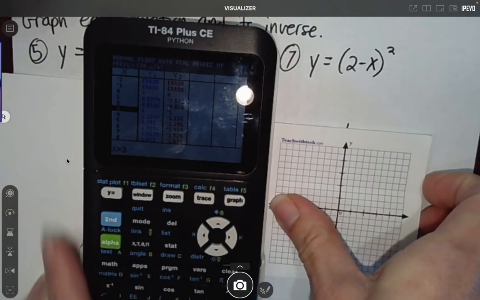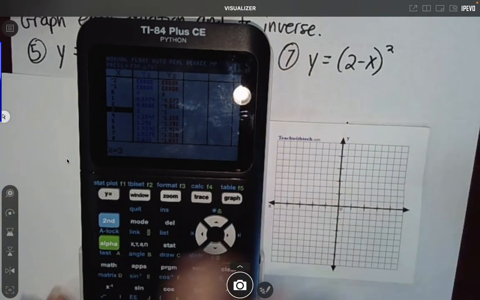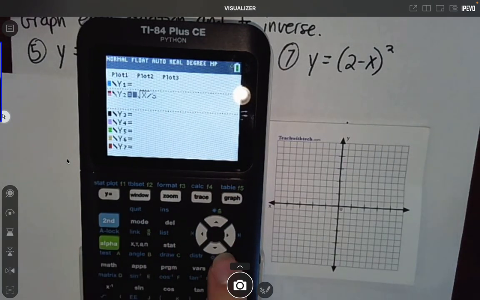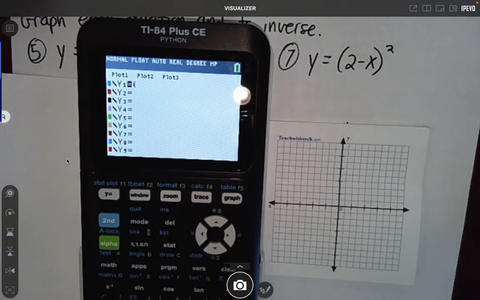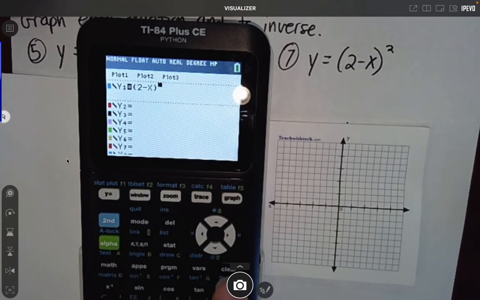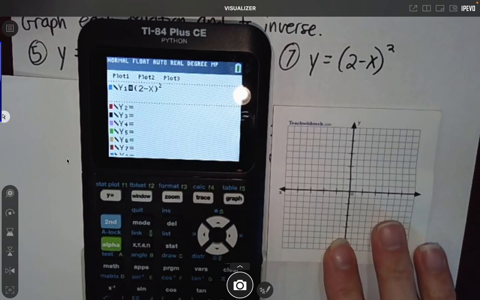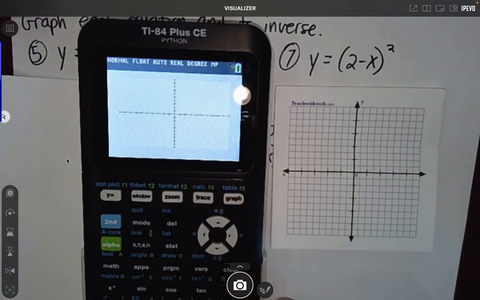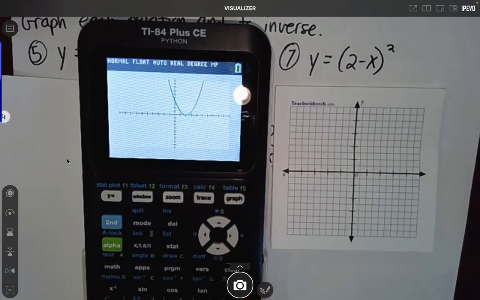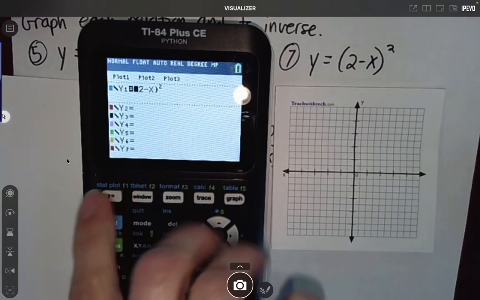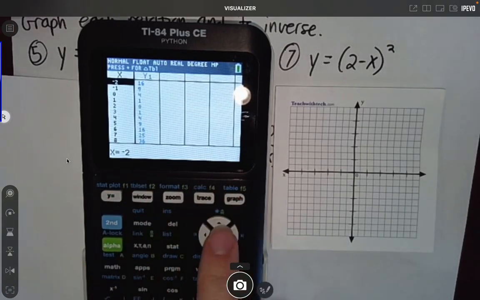Okay, this one is 2 minus x squared. So I'll go ahead and graph it just like they have it. 2 minus x squared. Is everybody good with that? I'm just typing in the calculator and then I press graph. All right, I have my parabola and it's shifted over.